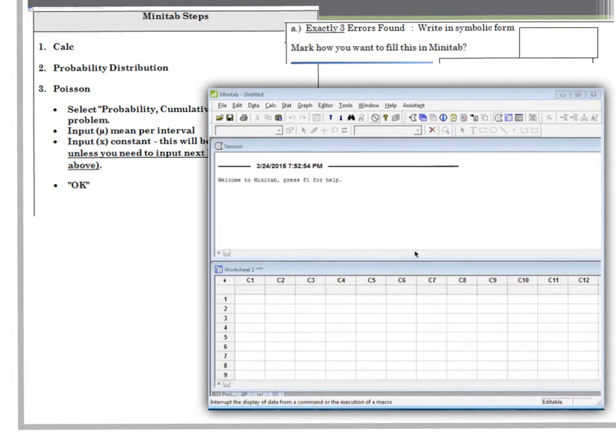Before we put it in Minitab, let's look at how we'll write this in symbolic form. The probability of finding exactly 3 errors in symbolic form would be P(x = 3). To write that in symbolic form means to condense it down using only variables and numbers. So now let's take a look at how we'll enter that in and use Minitab.